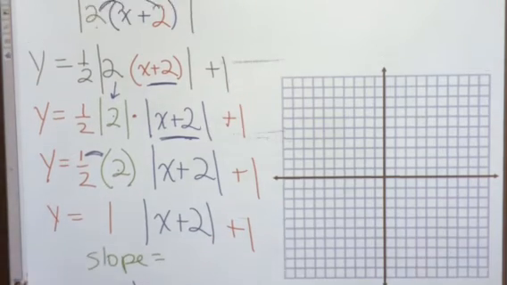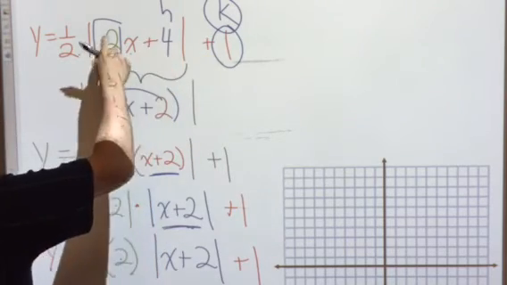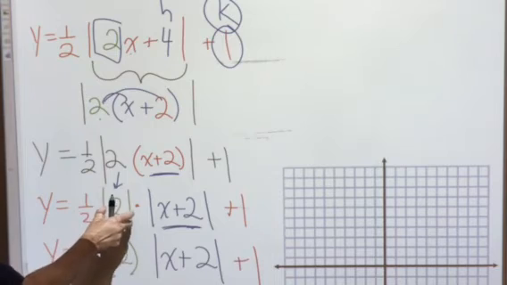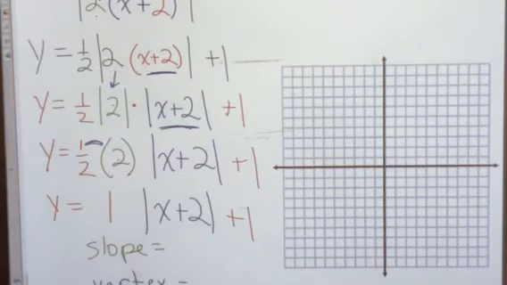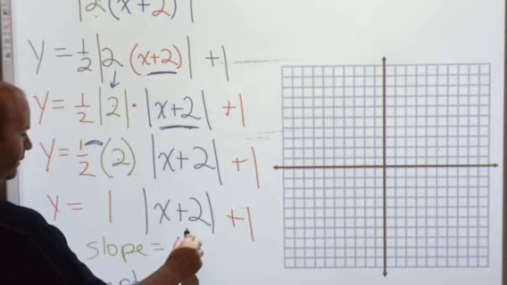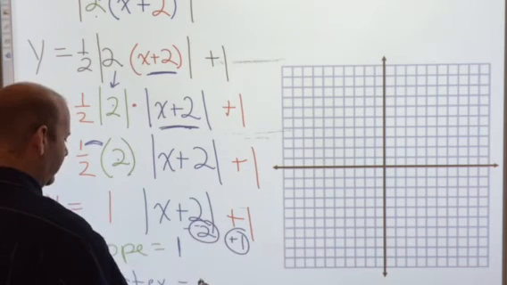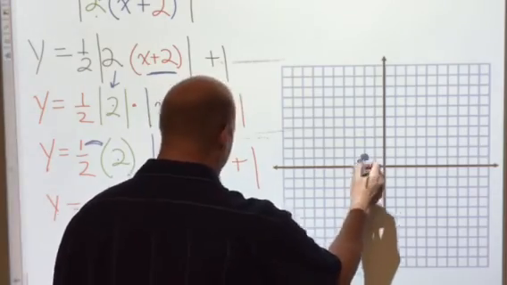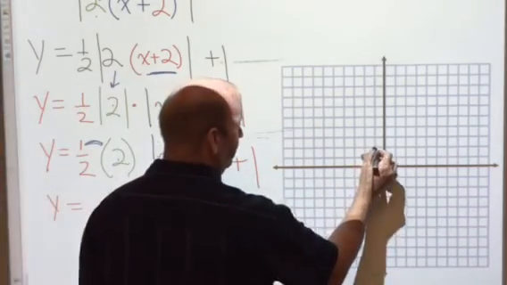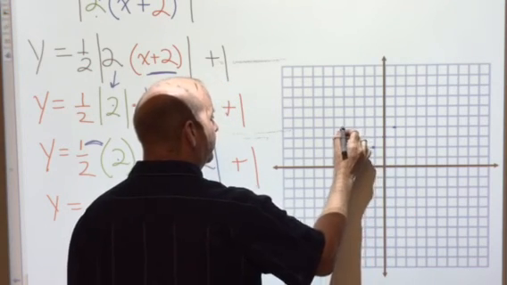So what we've done in those steps is change 1/2 absolute value of 2x plus 4 plus 1, factor out a 2, pull the 2 out, absolute value of 2 times the absolute value of x plus 2. Absolute value of 2 is 2. Okay, so we have a positive slope of 1, but then it's minus negative 2 plus 1. So (negative 2, 1) is the vertex, with a slope of 1. So up 1, right 1, up 1, right 1, up 1, right 1, up 1, left 1, up 1, left 1, up 1, left 1.